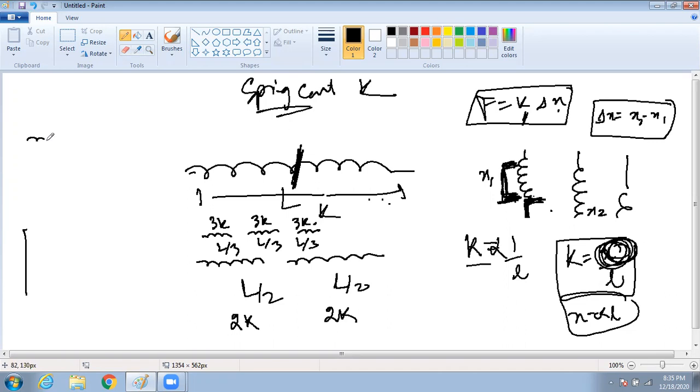Now let us say I am dividing into L by 3 and 2L by 3. So what will happen to the spring constant here and here? Who will tell me?